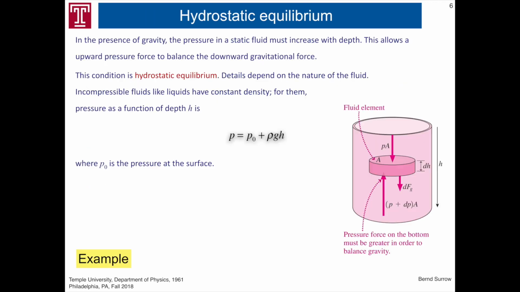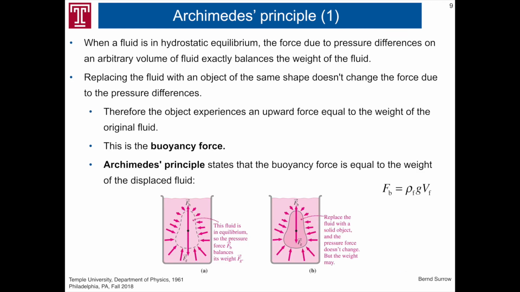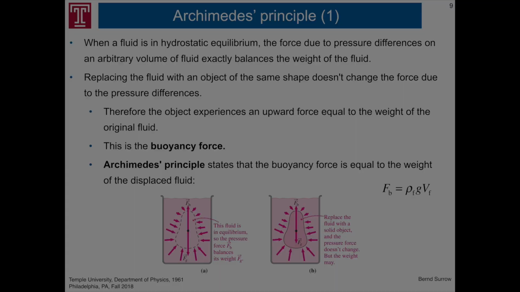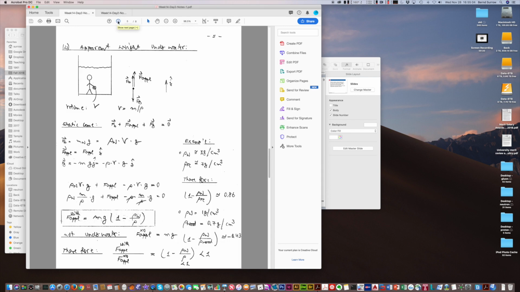A manometer measures the pressure difference. Gauge pressure is a measure of the pressure relative to the ambient atmosphere. Let me see. I don't think there was another part in here. So we'll come back to some calculations a little bit later.